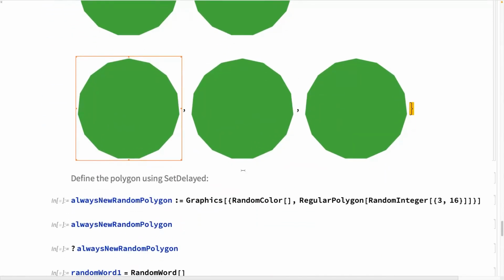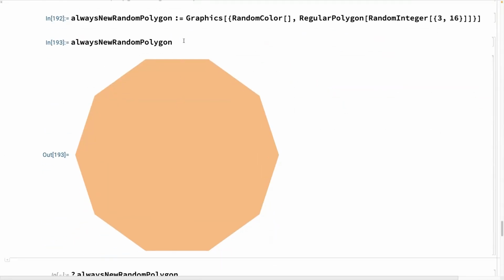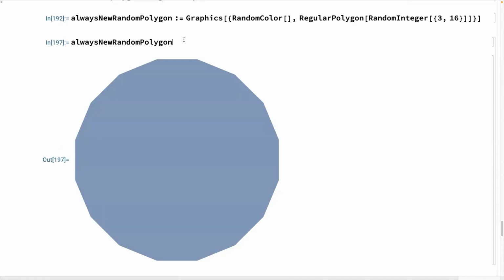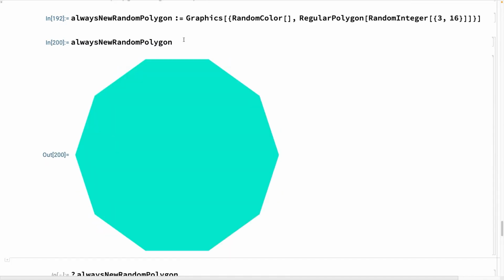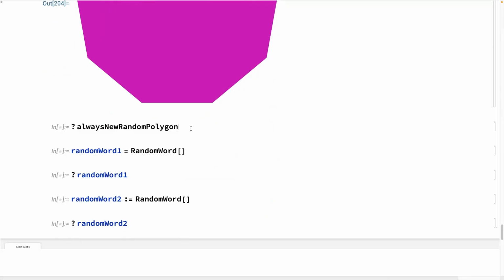Now, if I take that exact same code that I had on the right-hand side, and the only difference is that I use a colon equals here, I'm going to, very leadingly, call this always new random polygon. Watch what happens when I run this. I get this. And if I run it again, I get that. And if I run it again, and again, and again, I always get something new, a new color, a new number of sides, because it is indeed an always new random polygon, because I held the evaluation of the right-hand side until computation time.